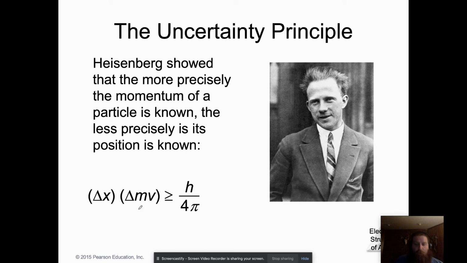If you switch it and say, okay, I want to know the momentum of the particle, well, as delta mv gets smaller, delta x has to increase. So that's what we mean when we say you can't know the momentum and the position at the same time with the same level of accuracy. With increasing accuracy of one value, the other value compensates in order to keep the equation true.